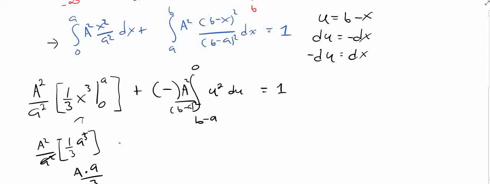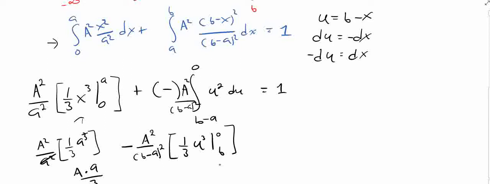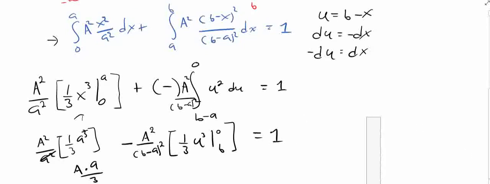Now let's evaluate this integral over here. So we have a minus out front, so it'll be minus capital A squared divided by, and this is kind of hard to see, but it's going to be parentheses lowercase b minus lowercase a, all that squared. And then over here we'll have 1 divided by 3, u cubed from b minus a to 0. And like always, this has to equal 1. Okay, so let's scroll down, give ourselves some more room.